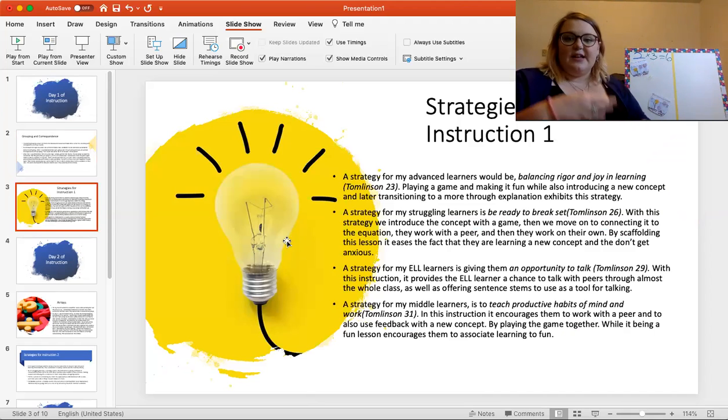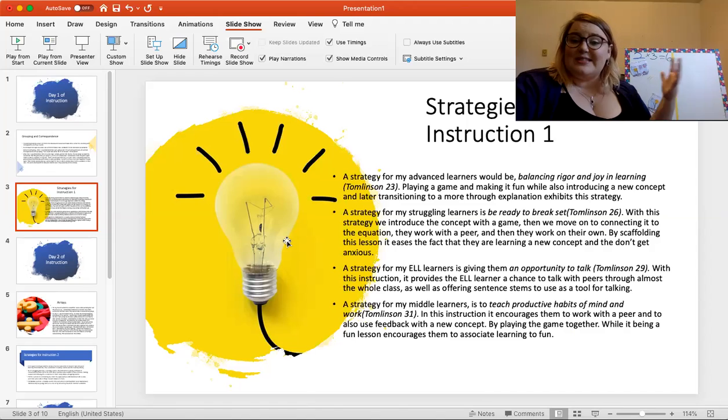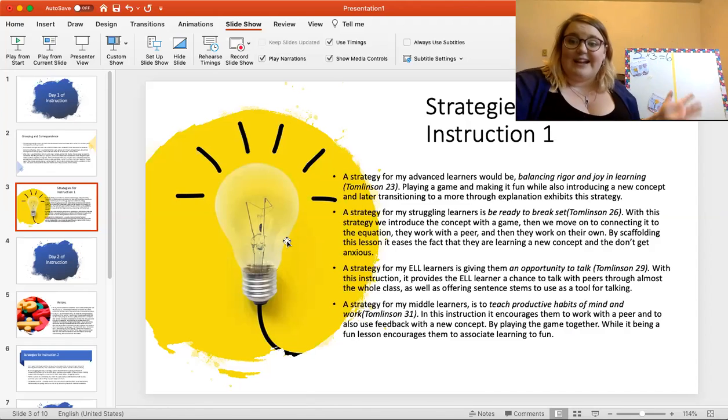So thus working on their own, doing it as a game. So it's still fun, but then also they have substance to what they had learned. A strategy for my struggling learners is to be ready to break set. I got this on page 26. And with this strategy, we introduce the concept with a game that is fun, non-threatening, and will not make them nervous.